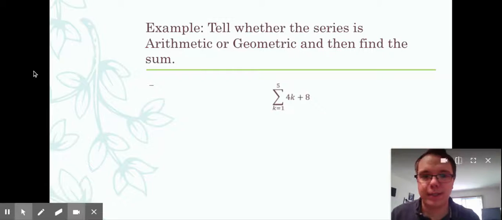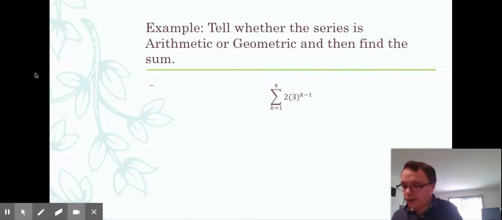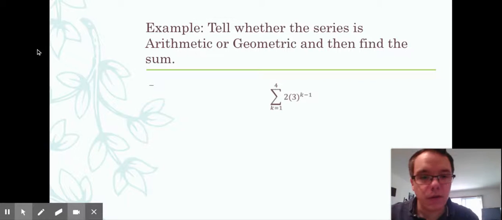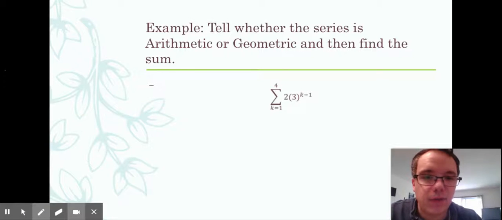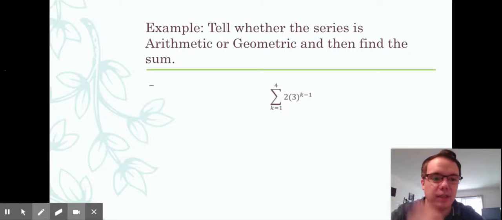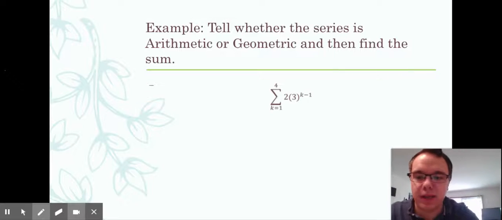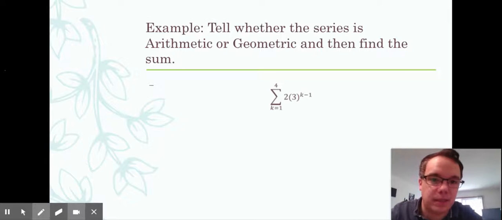All right, I have one more example for you. And we are again going to tell whether the series is arithmetic or geometric and find the sum. So this time we are finding the sum of the series from 1 to 4 of 2 times 3 to the k minus 1. And since we're taking 3 to our k power, that means 3 is our common ratio. So 3 would be the number we're multiplying in between. And so that makes this series geometric. So we're multiplying by 3 every time.